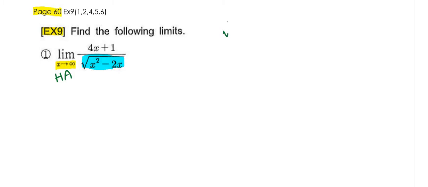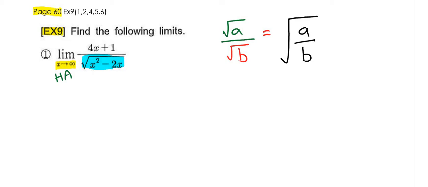And that is, if I have the square root of an expression, and if I divide that by the square root of another expression, there's a property that you should have covered in your Math 9 class, and that is the square root of a divided by the square root of b is the same thing as the square root of a divided by b. So this is one of the ideas that we need to know for solving a problem like the problems on page 60.